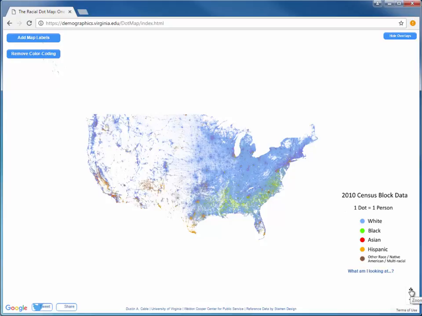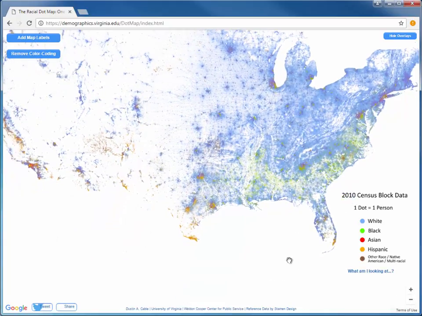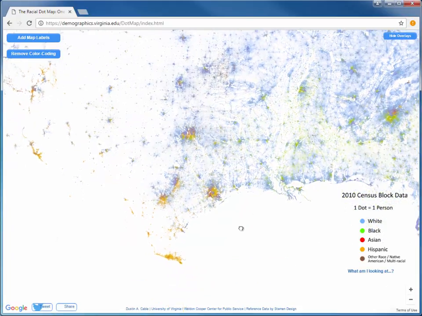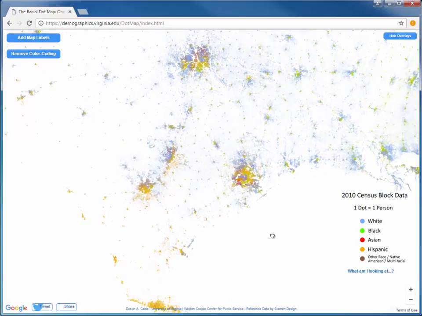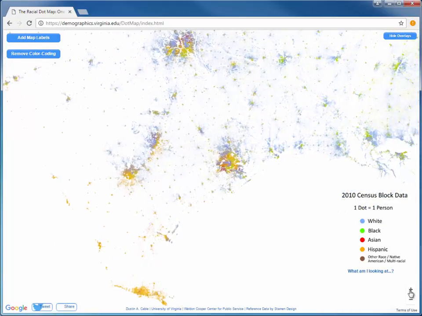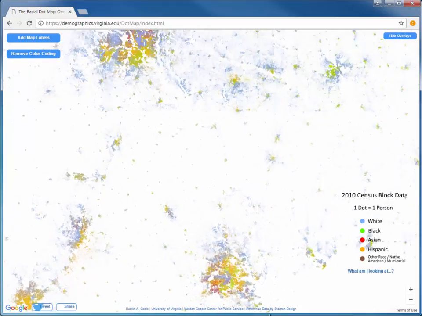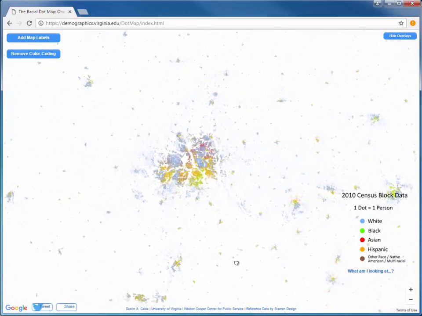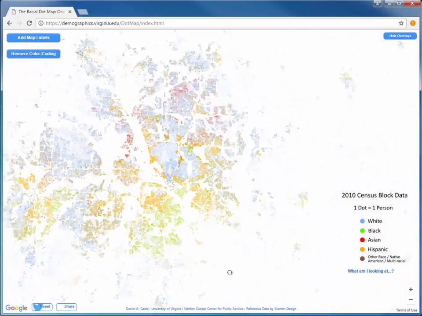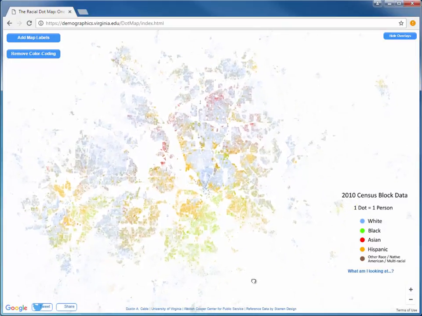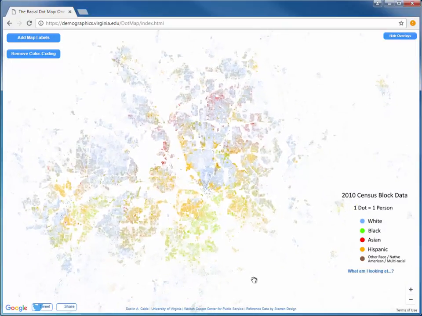So we might zoom in. Before we were talking about Texas, so we might zoom in here. And as we get closer in, so first we'll look at Dallas-Fort Worth. And we can see particular patterns here. We have quite a blend here in Dallas of different backgrounds.